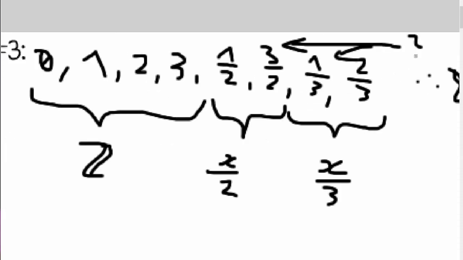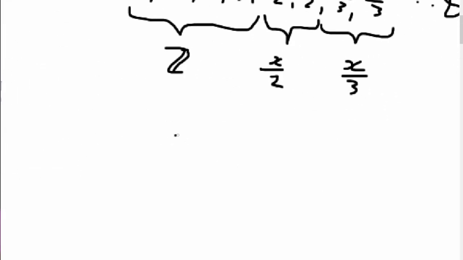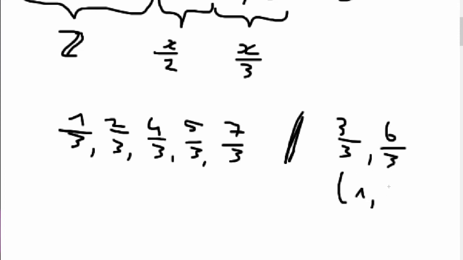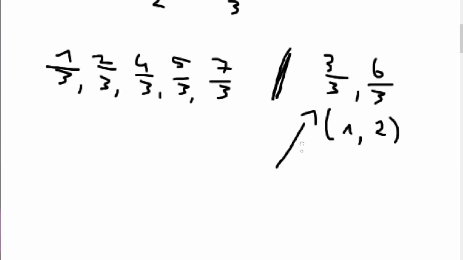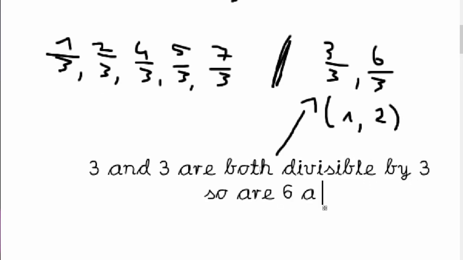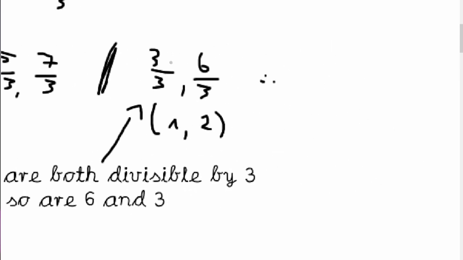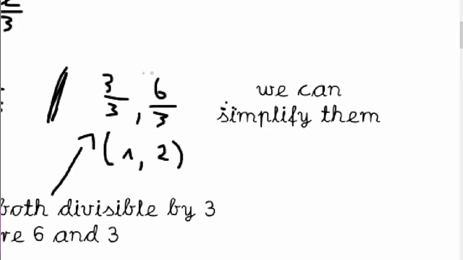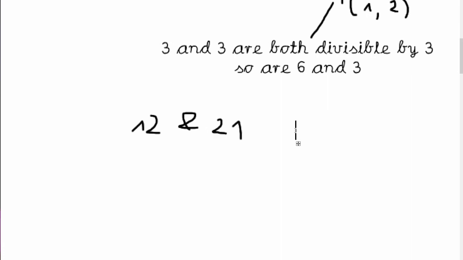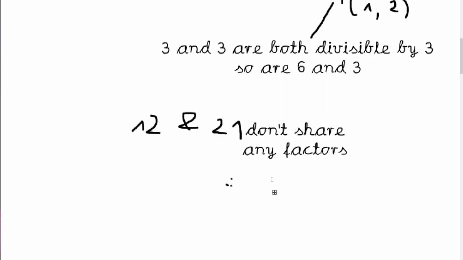What can we say about the numbers in the numerator then? Well, we have 1/3, 2/3, 4/3, 5/3, 7/3, but not 3/3 or 6/3, since we already wrote them down as 1 and 2. The difference between them is that these share a factor between the numerator and denominator, namely 3. Therefore, they can be simplified, which means we shouldn't add them to our list a second time. Two numbers which don't have any common factors, apart from 1, are called coprime.